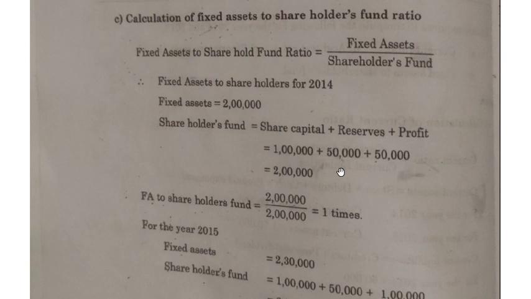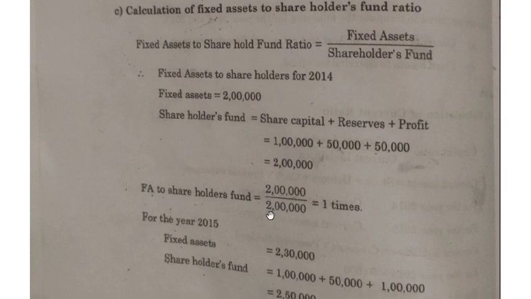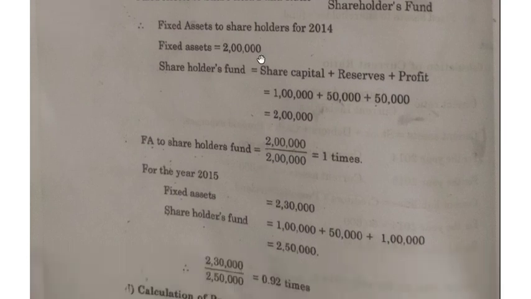Now next ratio they have told us to calculate is calculation of fixed assets to shareholders fund ratio. So fixed assets to shareholders fund ratio, the formula is fixed assets divided by shareholders fund. So for the year 2014, fixed assets in the question we have 2 lakhs, and shareholders funds will include share capital, reserves and surplus and profits. So 1 lakh plus 50,000 plus 50,000, so you get 2 lakhs. So fixed assets to shareholders fund is 2 lakhs divided by 2 lakhs. Fixed assets also is 2 lakhs and your shareholders fund also is 2 lakhs.